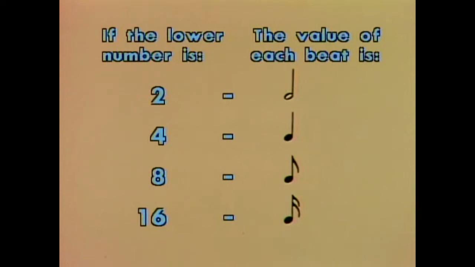Up to now, all our counting has been in quarter notes, because the lower figure of the fraction was a 4. Now what happens when the lower figure has a different value? Here's a reminder of the relationship between the lower figure and our unit of counting. If the lower figure is a 2, then each beat gets a half note value. If the lower figure is 4, then we're counting as before in quarter notes. If the lower figure is an 8, then we're counting in eighth notes, and if the lower figure is a 16, then again each beat is worth a 16th note.